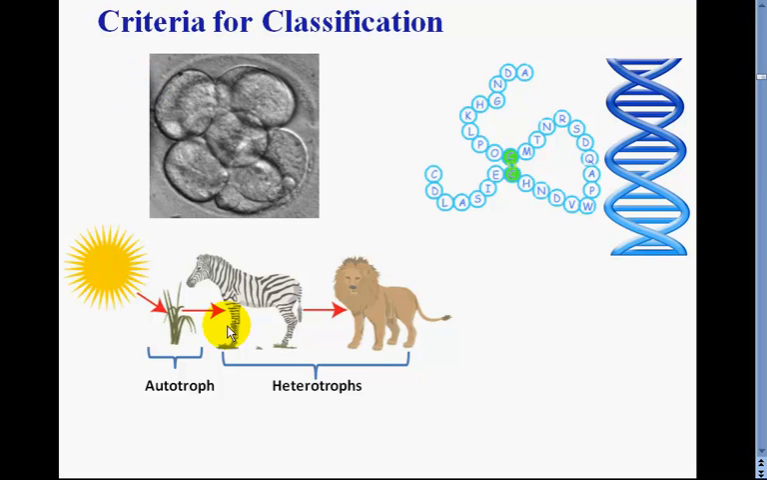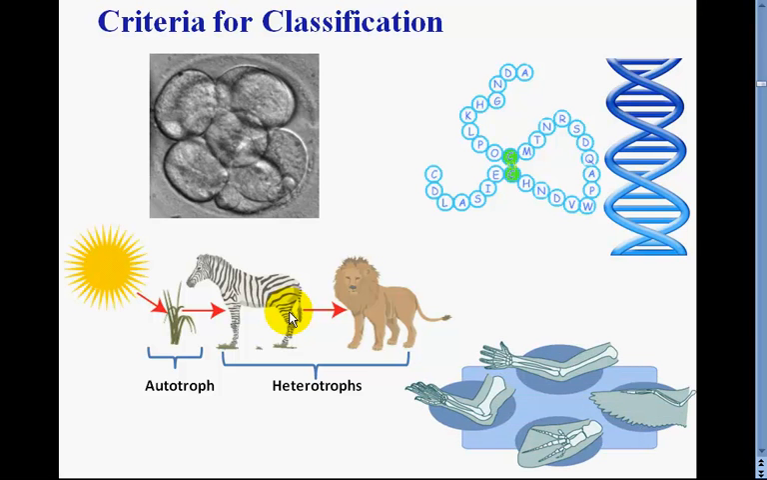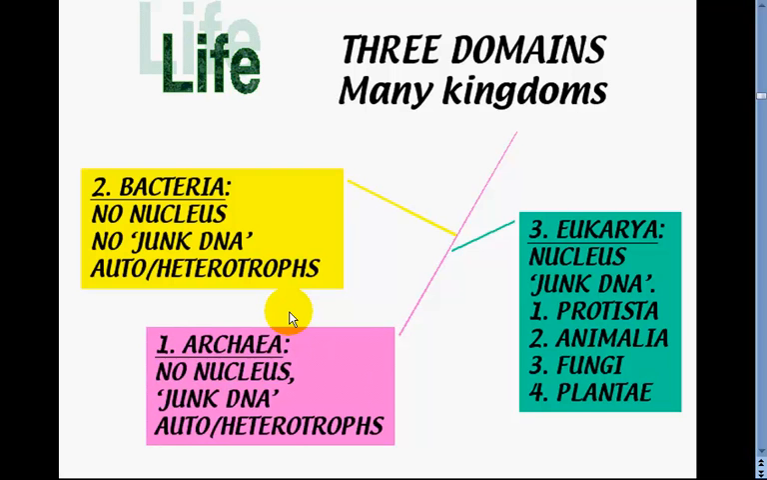They also take a look at nutrition. Are the organisms autotrophs, meaning they can make their own food, often through photosynthesis? Or are they heterotrophs, meaning they have to consume food in their environment? And then they also look at homologous structures, similarities in the way living things are composed.